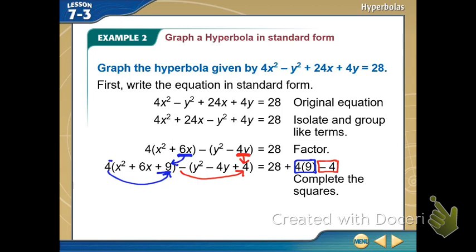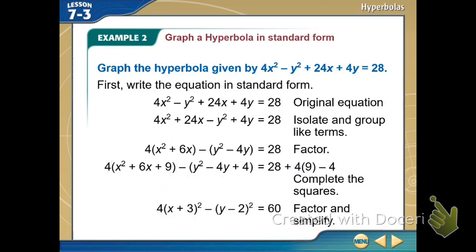So now these two trinomials that are both perfect squares, we're going to write both of these in factored form. This guy factors into x plus 3, quantity squared. And this guy right here factors into y minus 2, quantity squared. And then we're almost finished.